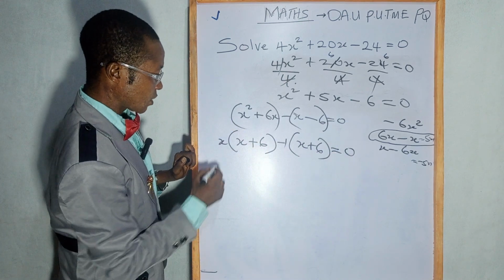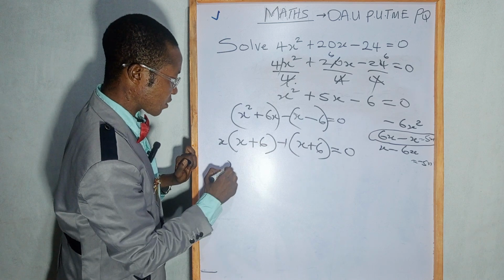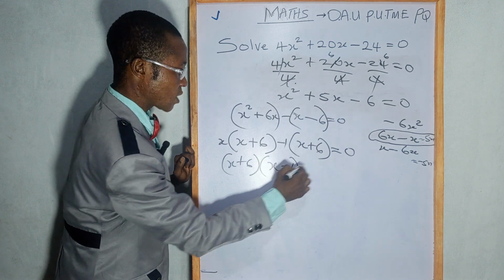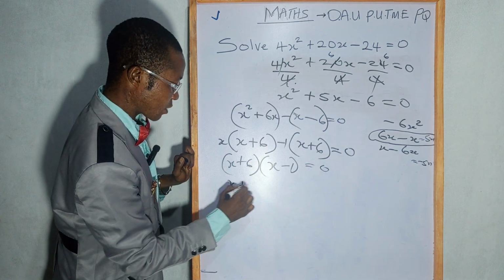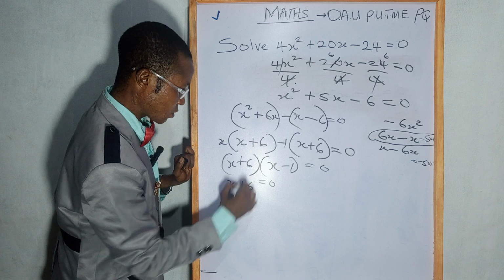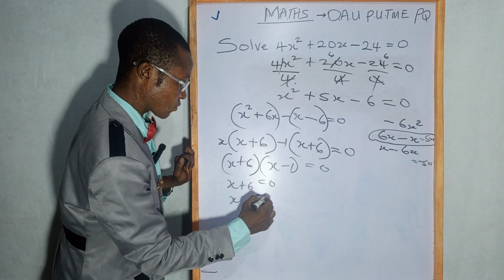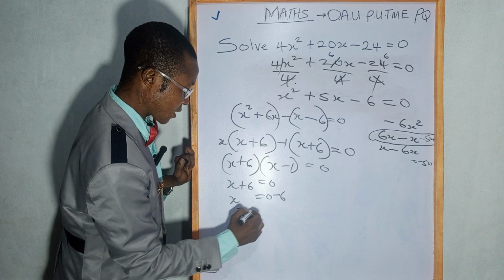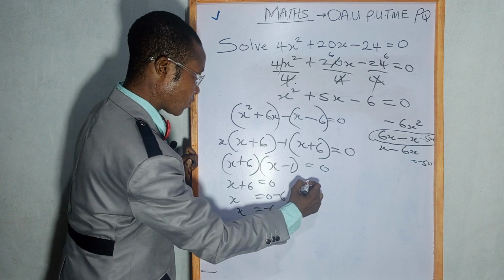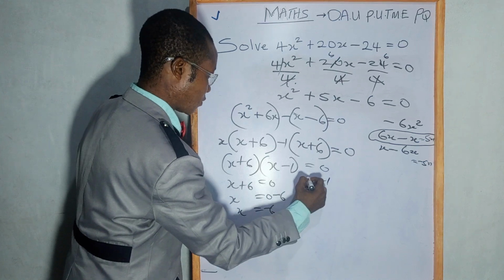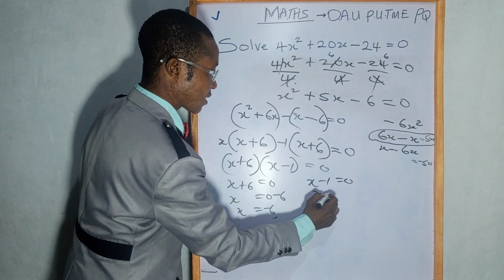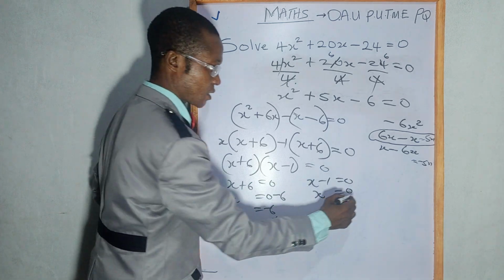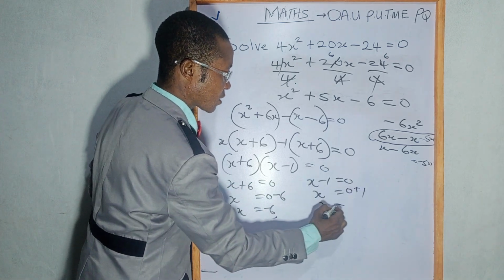Is equal to 0. Now you pick one from this. x plus 6, x minus 1 is equal to 0. Therefore, x plus 6 equals 0. You transfer your 6 to the other side, and you have x is equal to 0 minus 6. Therefore, x is equal to minus 6. Also for this side, we have x minus 1 is equal to 0. x is equal to 0 when this one moves to the other side, it becomes positive plus 1. Therefore, x is equal to 1.